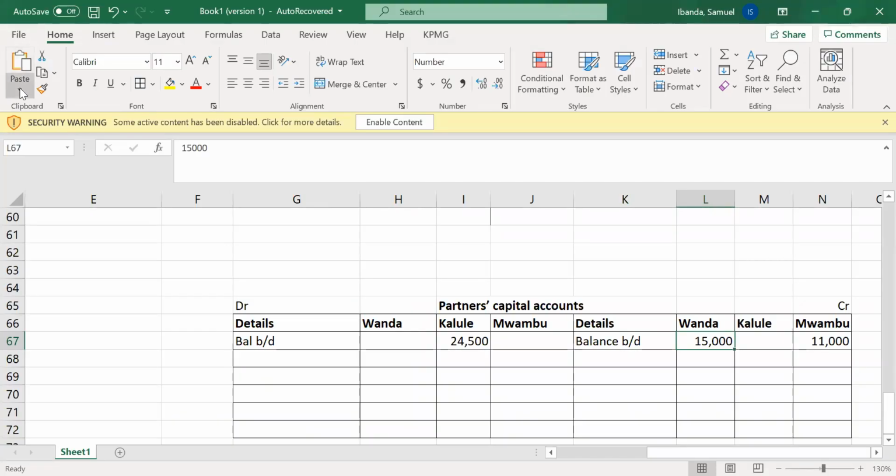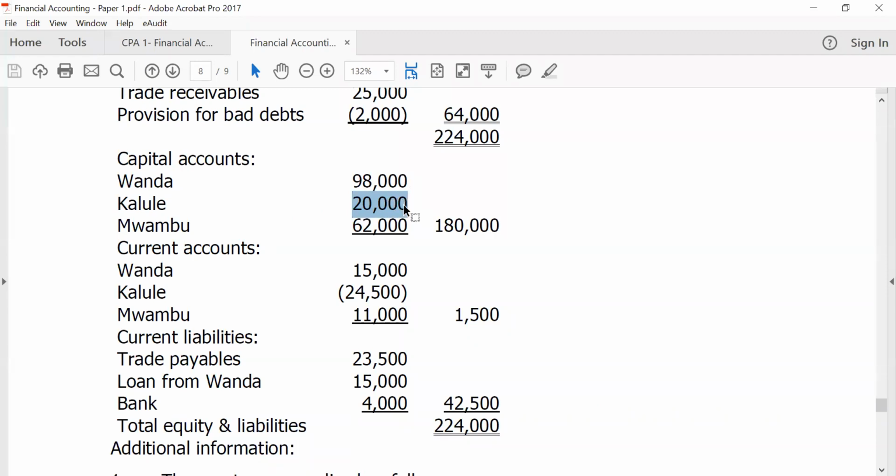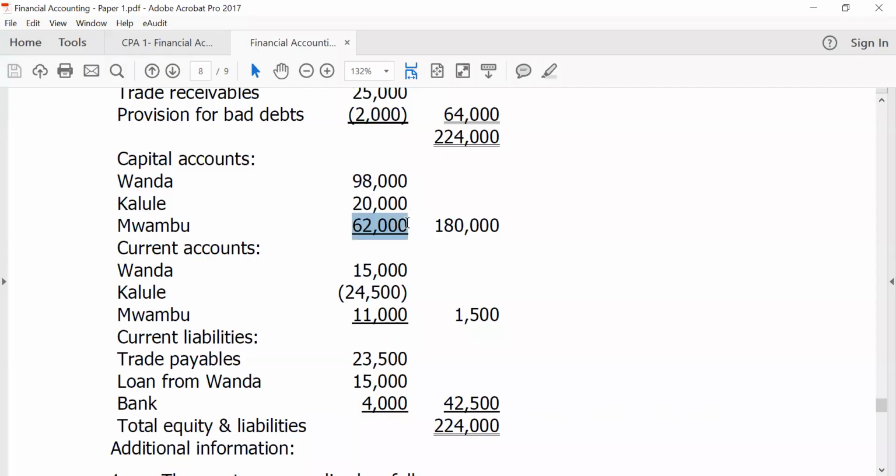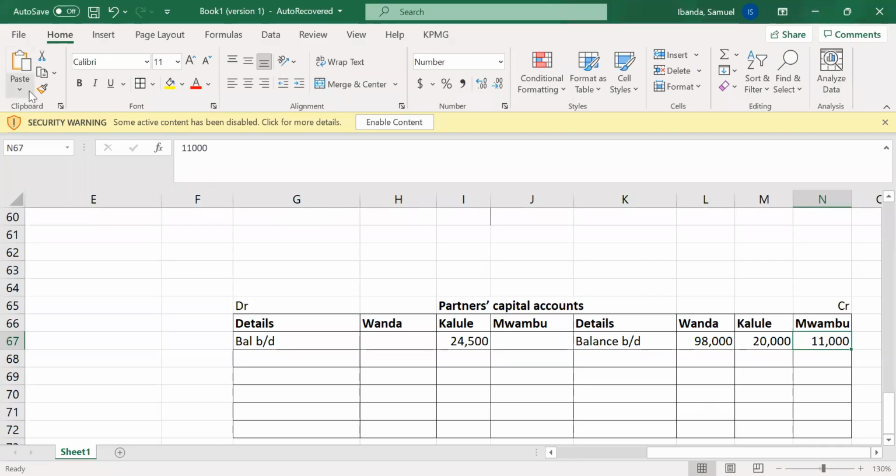These are current accounts, they're not capital. These are the balances for the capital account. I'm going to comment on the balances for the current account. So these are all positive. Okay. These are all positive. I picked wrong values. So there you cancel and you write the right values. So these are all okay. So these are the balances brought down. I've just changed them because of this.